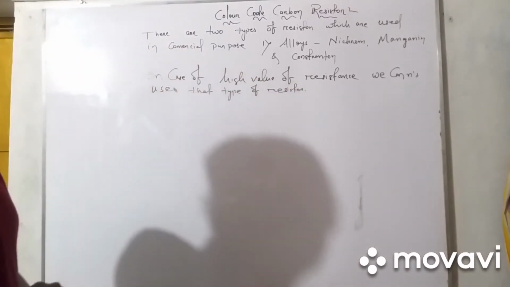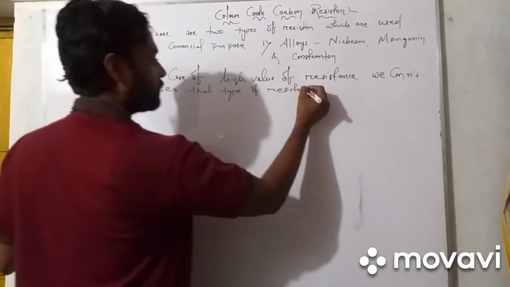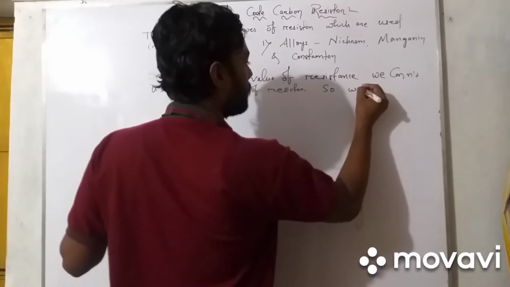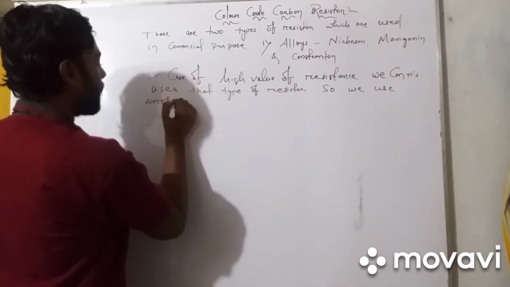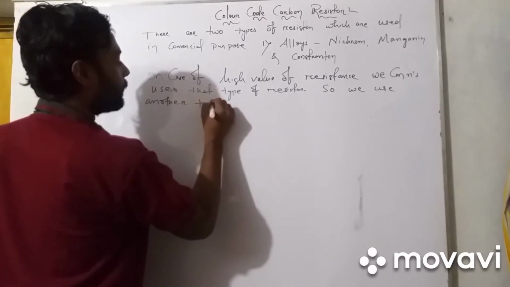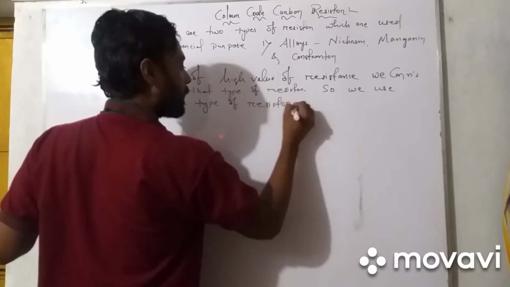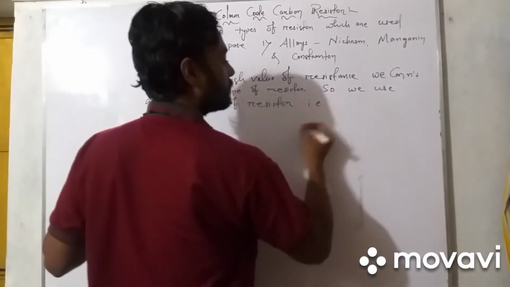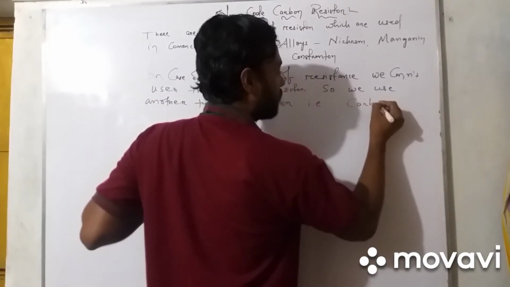So we use another type of resistor, that is called carbon resistor.